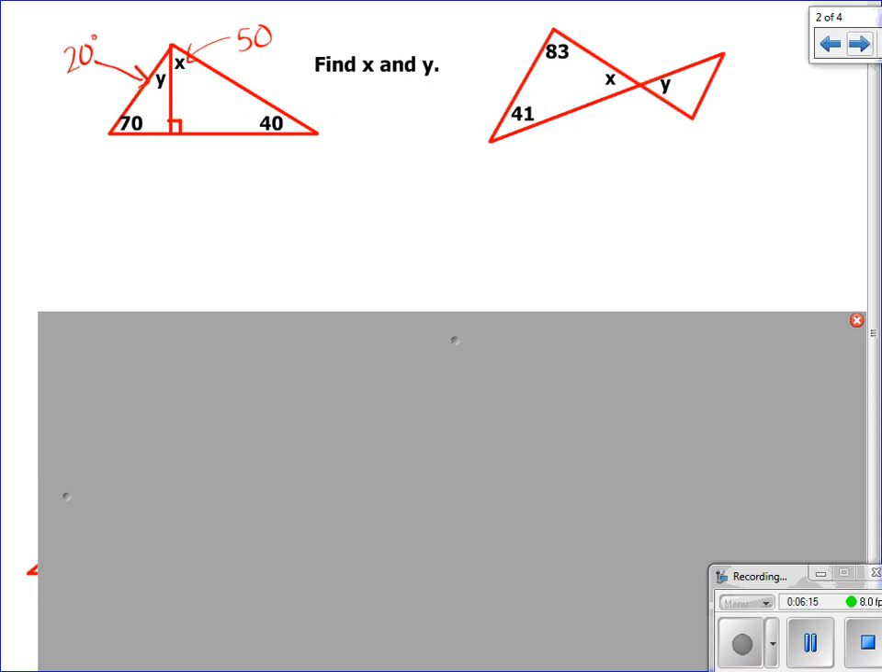Okay, what about this one? Angles of a triangle add to 180. So this is 56. Is Y also 56? Vertical angles are congruent. Good.